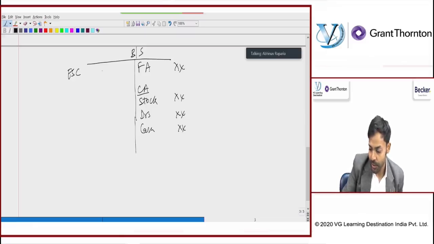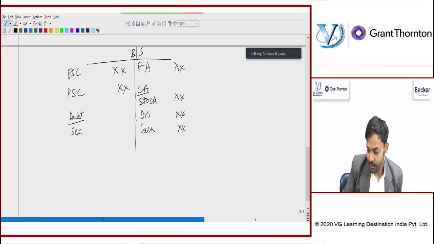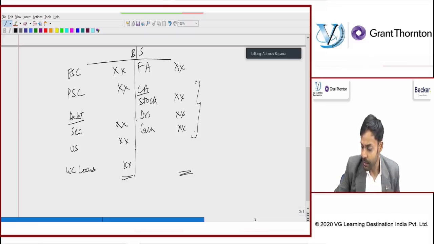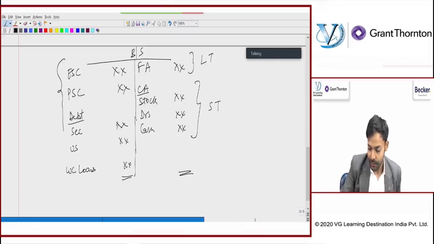Here, what will you have? Your equity share capital, you will have preference share capital, you will have debt. Debt will have two categories, the secured debt, and then you have unsecured debt, and then you'll have working capital financing also, working capital loans basically, which could be a part of the unsecured also, right? So this category of asset is called the short-term assets. This is long-term. This entire thing is going to be long-term, and this is something which is going to be short-term.